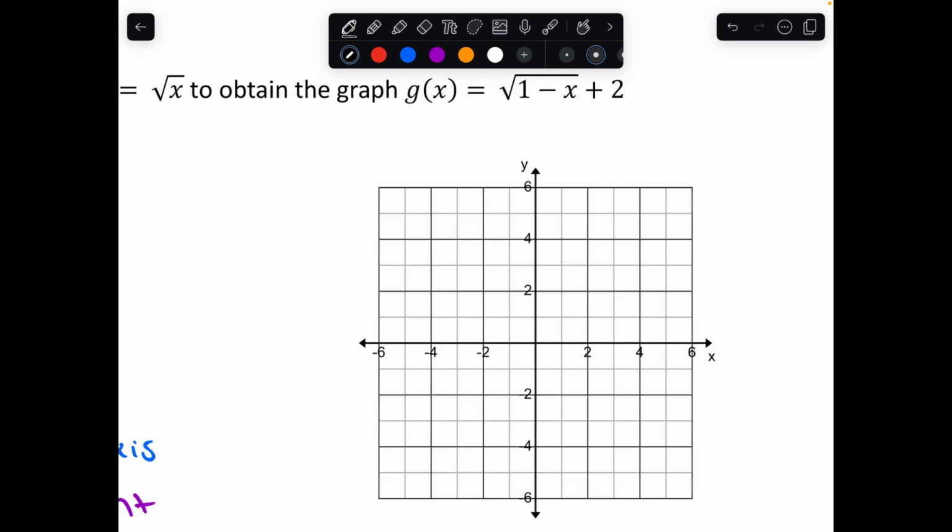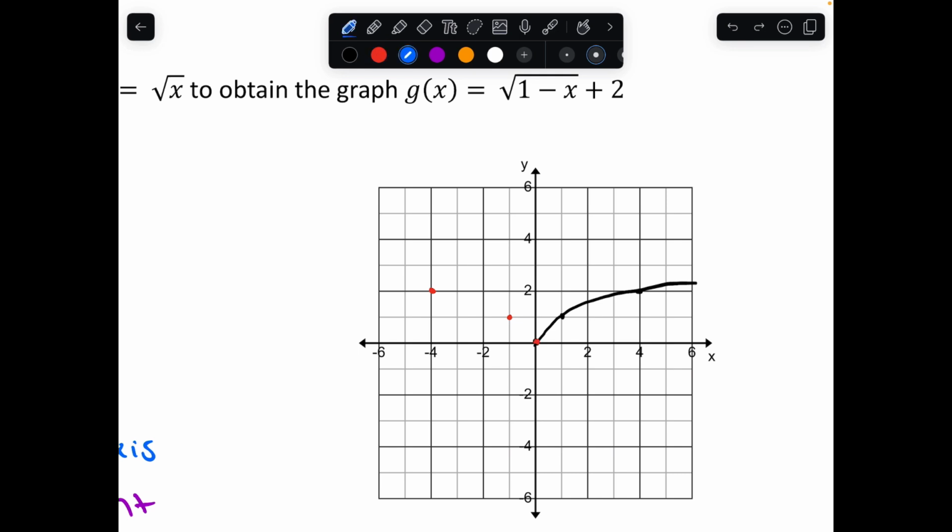As always, I like to graph my original function first. So square root of x, square root of 0 is 0, square root of 1 is 1, and the square root of 4 is 2. Now we're going to start off with our reflection over the y-axis. So we have a point right here, a point right here, and of course the origin is included.